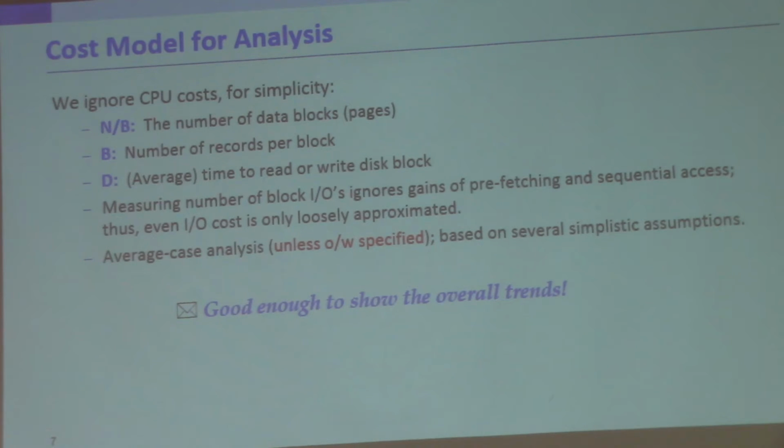And N over B, if you think about it, is the total number of data pages in your file, because you have N items in total and B items per page. So N over B is the total number of pages you have for your file. Does that make sense?